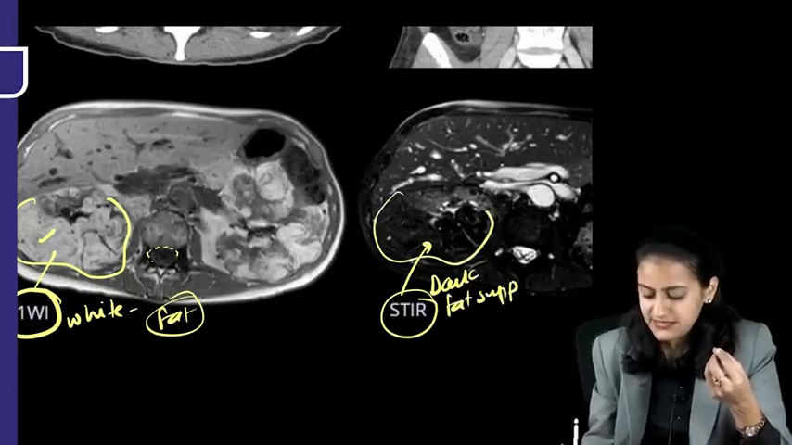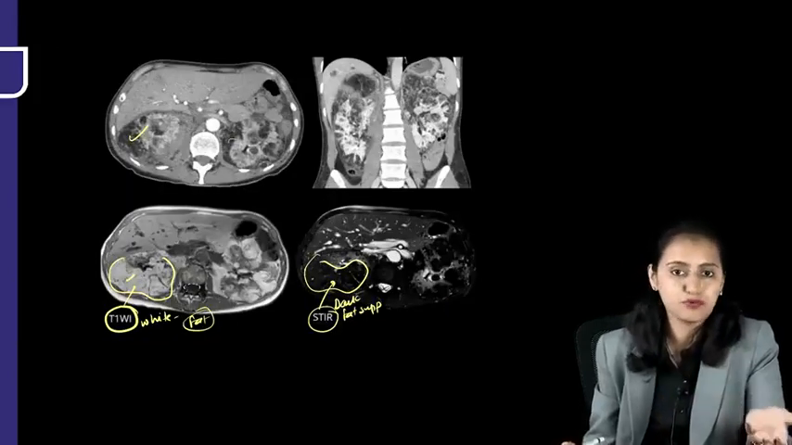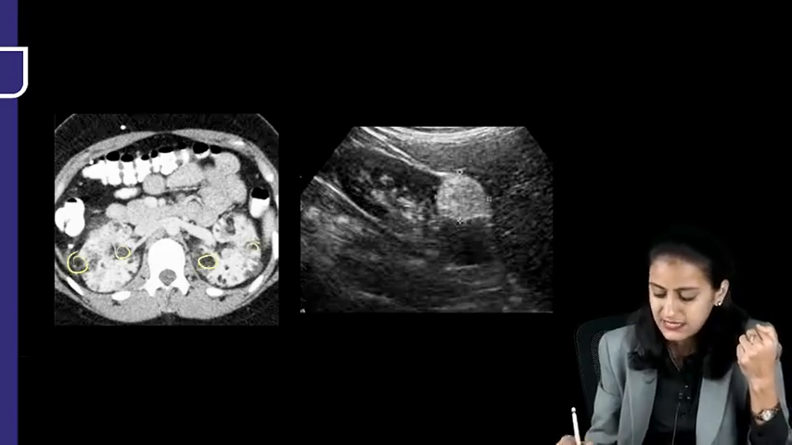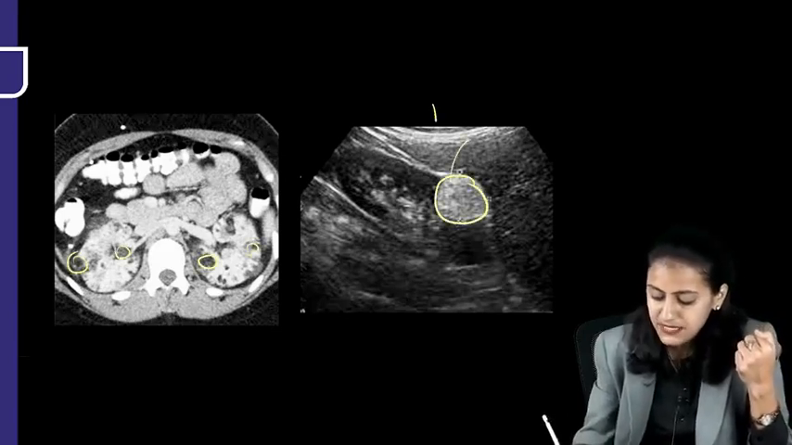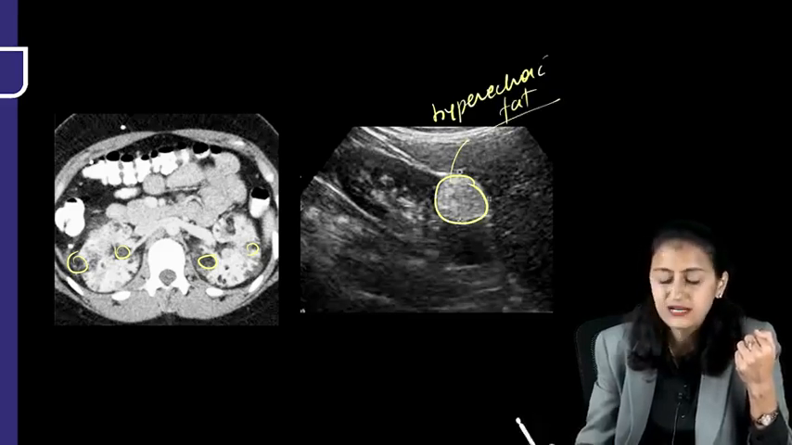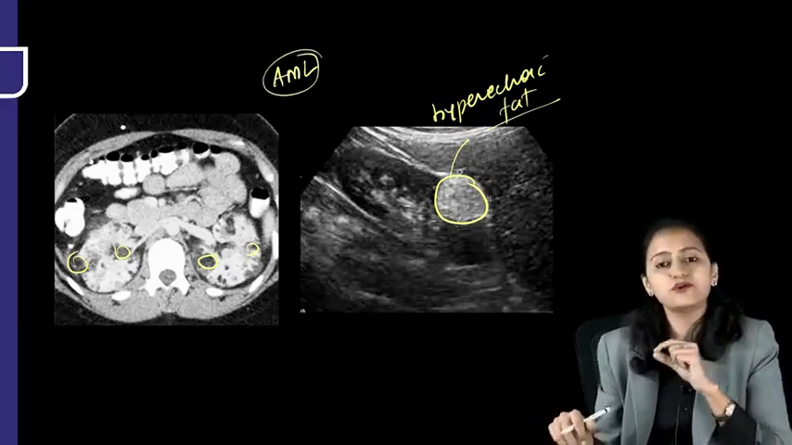So, this proves that this lesion is containing fat. So, this is angiomyolipoma. Look at this one also, the dirty black renal lesions appearing hyperechoic on ultrasound. Remember, fat on ultrasound is hyperechoic. So, again, this is angiomyolipoma.